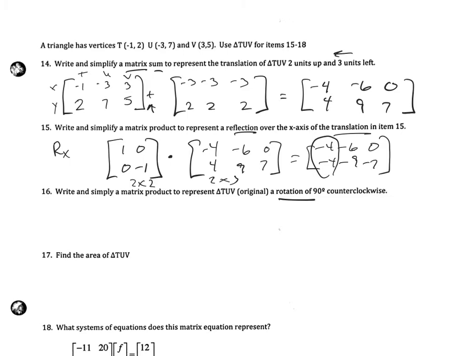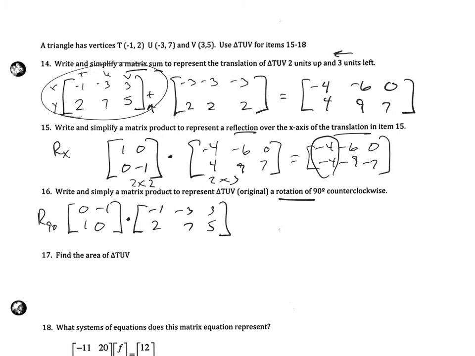For 16, we're doing a rotation, and again, this will be R sub 90. It's not a letter, so we know it's rotating 90. And so we want to do this one. So this one has this matrix, 0, -1, 1, 0. We're taking that times the original triangle. We're getting tricky. And so we're back to this one, -1, 2, -3, 7, and 3, 5. And of course this one, -2, -1 is a point, -7, -3, and the third corner is -5, 3.